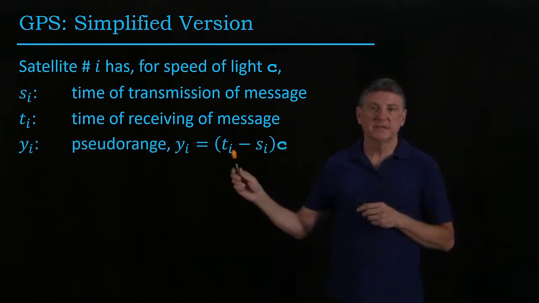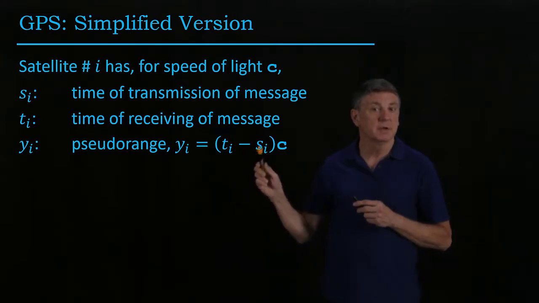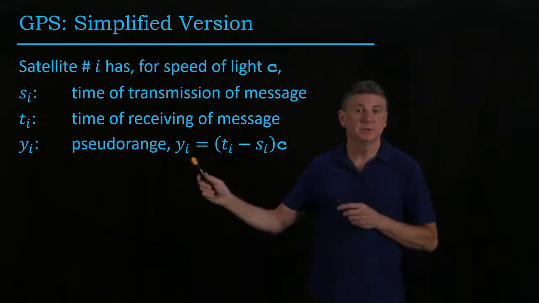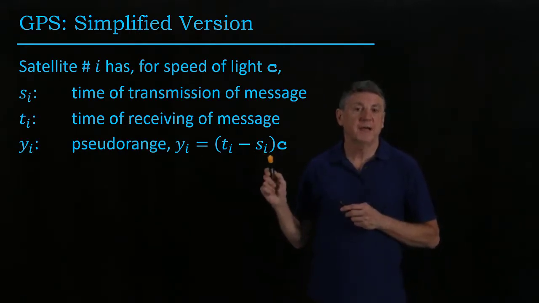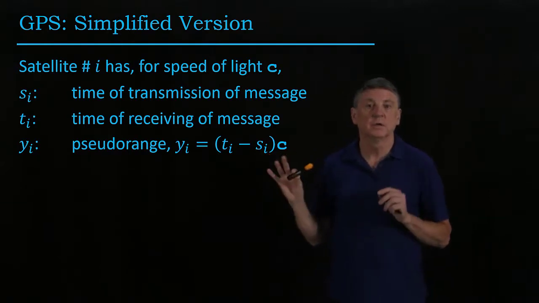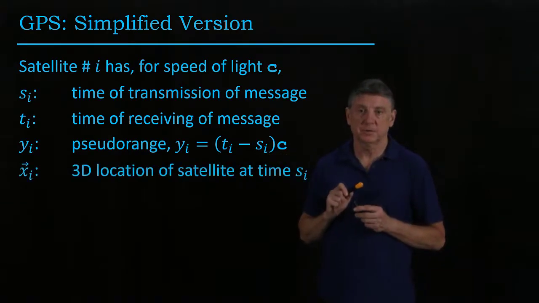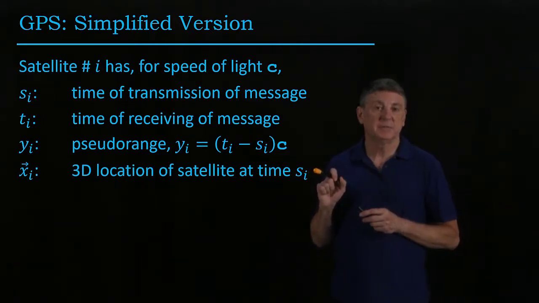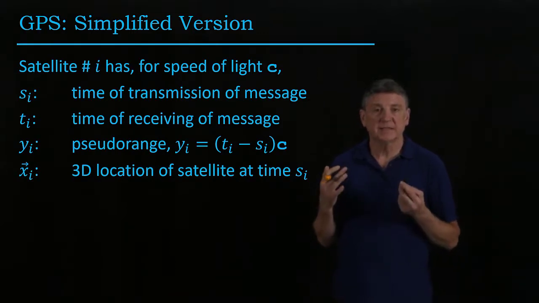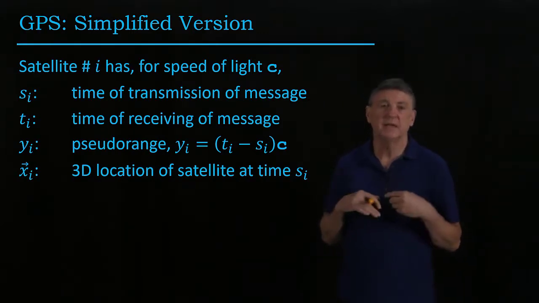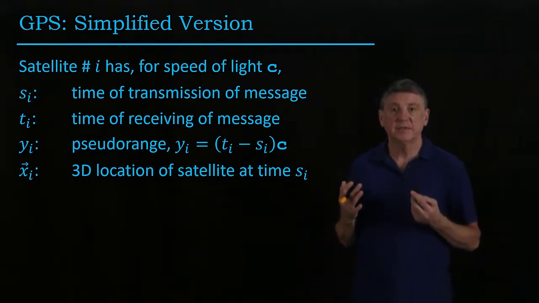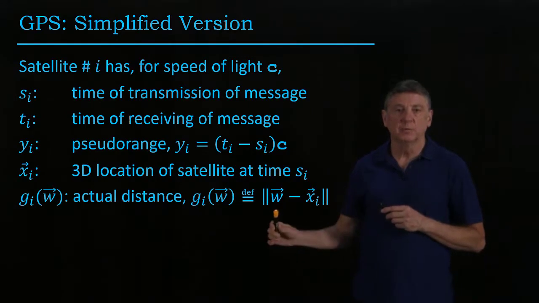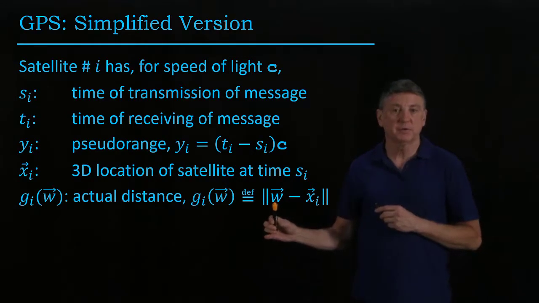The pseudo range is then given by the receiving time minus the sending time multiplied by the speed of light, and then that will give us the reading. So this is what we're going to use as the reading. There's an additional term having to do with clock offsets that we'll simplify out for this description. x sub i is the 3D location of the satellite at the time that it sent the message. So the satellite has an understanding of its own orbital mechanics, and it can then tell us in 3D where it is.